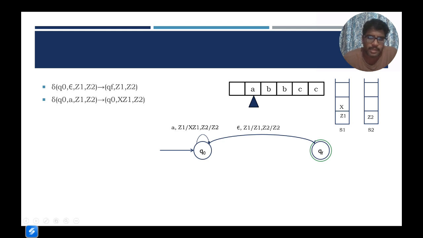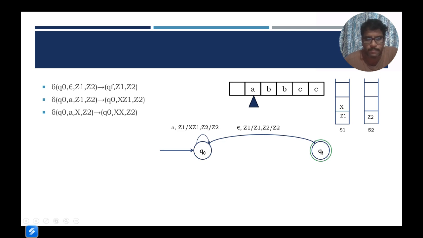Now the head will read the second A. The transition is delta of q naught, a, and instead of Z, the top of the stack is X. Here we have the top of stack 1 as X, and stack 2 is Z2. It gives the output transition q naught, and A is converted into X, placed on the top of the stack, so in stack 1 we have two X's, that is XX, comma Z2.